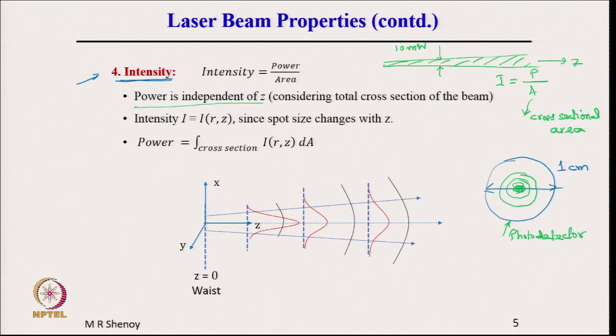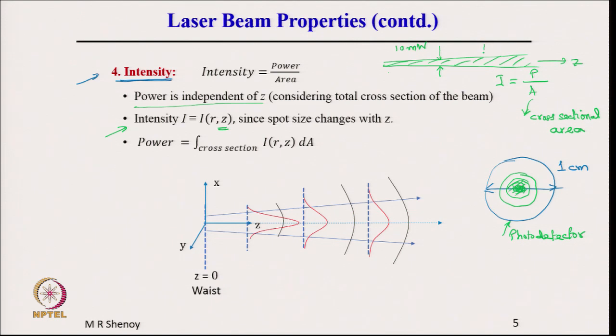So long as the entire beam is inside the active area of the photo detector, which is typically about 1 centimeter in diameter, it will measure the total power, and therefore the power is independent of Z. If you measure the power here or here or here, it will show the same power. However, the intensity is Z dependent. The intensity at a point, or in a small area of cross section, is what we are looking for.